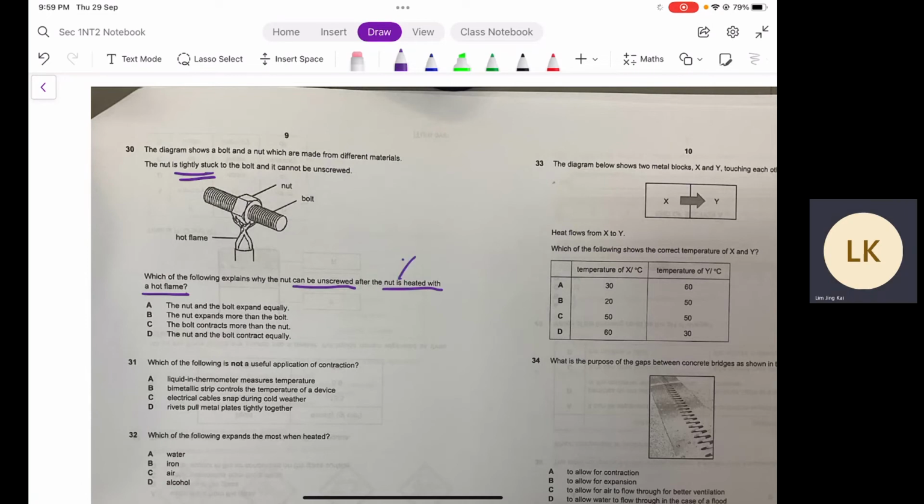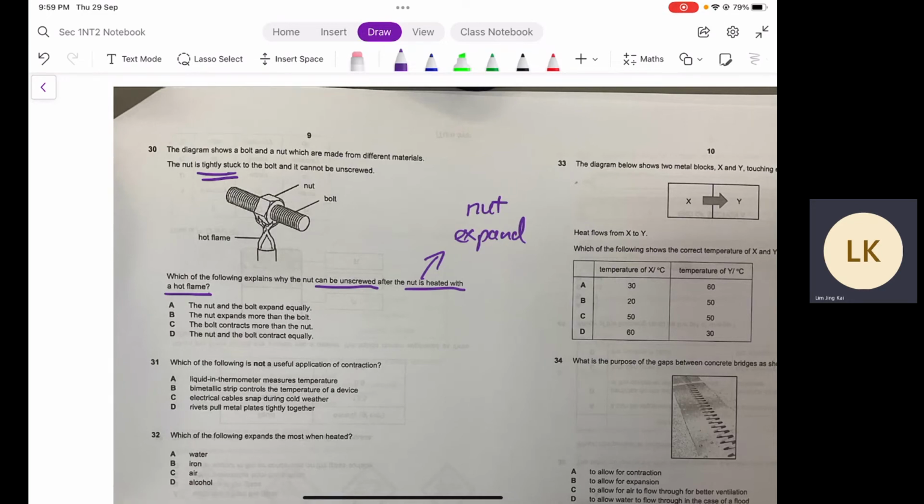So always remember, when you heat something with a hot flame, it will expand. It becomes bigger. So when you say the nut expands, it means that when the nut is heated, the nut expanded. But we did not heat the bolt directly, and we want it to be unscrewed. So the nut must expand more than the bolt. This is the answer we are looking for: the nut must expand more than the bolt so that we can unscrew the nut. If you look at the options, only B is the answer that I said just now.